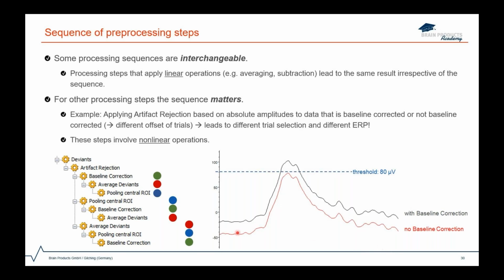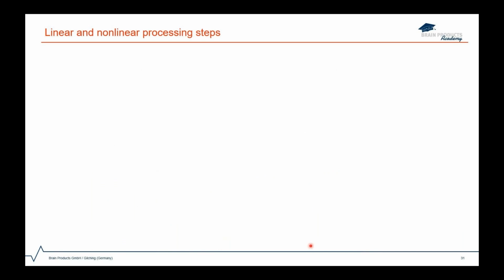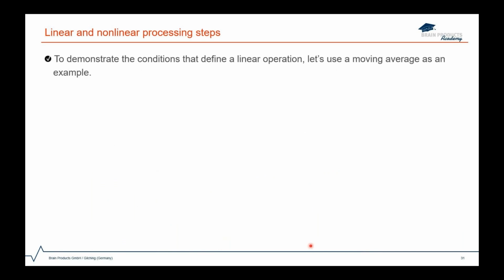And another case that might happen is, for example, if you have together with the average, you have standard deviation, then the standard deviation may change with the different orders, because the standard deviation is also a nonlinear transformation. Okay, but to demonstrate what is linear and nonlinear, because I am mentioning it a lot, I would like to use one kind of operation as an example, which is the moving average.